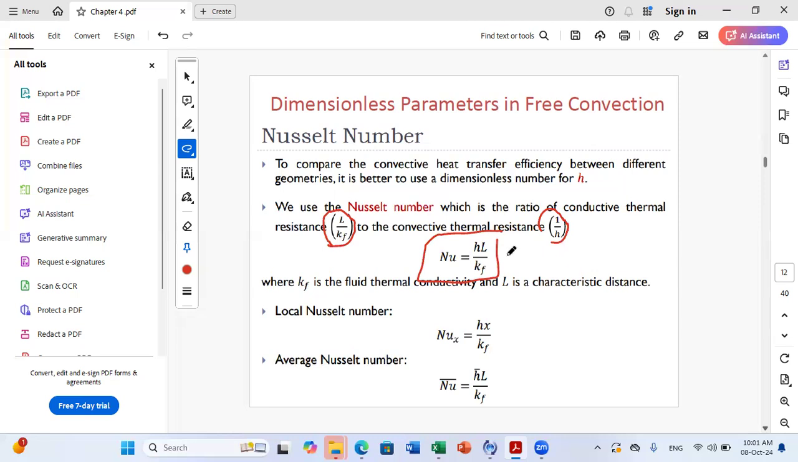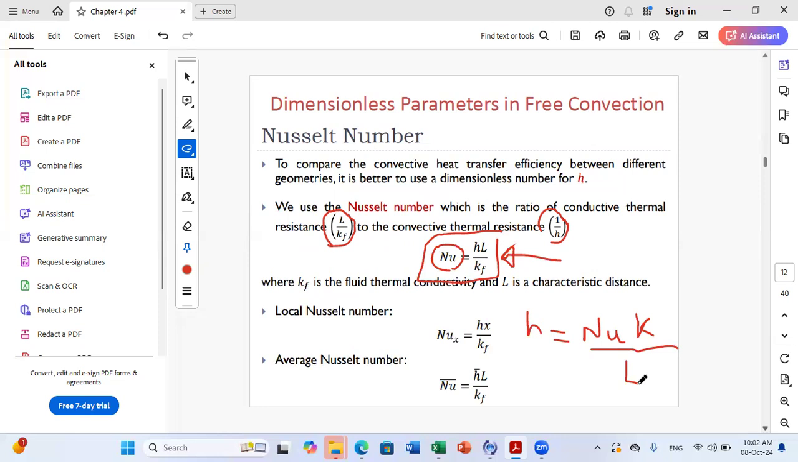We'll see the importance of this number when we calculate h, because the idea is the following. We do experiments. Experiments will help us to determine Nusselt. And once we get Nusselt, how can we calculate h? We say that h is simply the Nusselt number times k over L. Okay, so this is how we can use empirical relations, because empirical relations will give Nusselt. And once we have Nusselt, we calculate h.